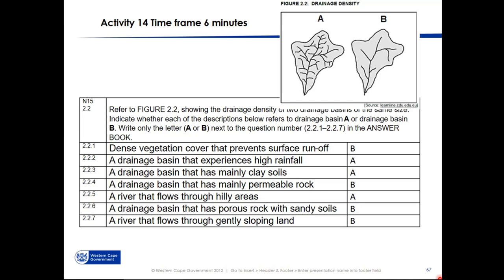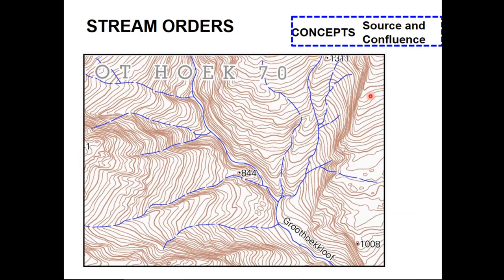Right. The next one that we're going to go to is stream order. So when we look at this drawing over here, and we look at this one, we see plenty of little tributaries. So, stream order. Okay, what is a stream order? Stream order will tell you how we classify the river in terms of the amount of water that it gets.